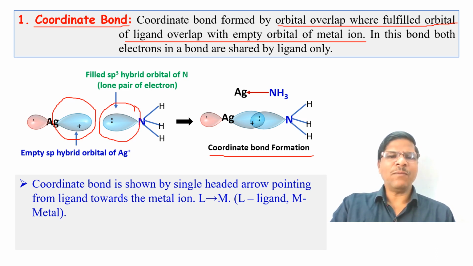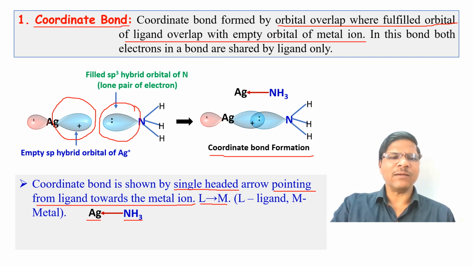So how is the coordinate bond represented? It is represented by a single headed arrow, pointing from ligand to the metal. If you see in Ag(NH3)2, Ag is the acceptor of electron, nitrogen is the donor of the electron. So the arrow points from donor atom towards the acceptor atom, or ligand to the metal.